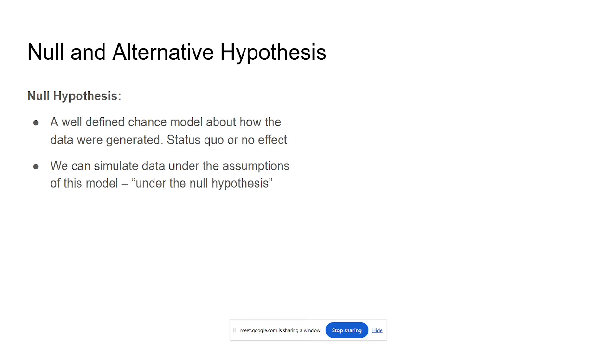Well, null is a well defined chance model about how the data were generated. This corresponds to our example of Mendel's model of pea flowers. You have a model that tells you about how the data is generated. In simpler words, it means no effect. If you're trying to measure or observe the effect of one variable on another, then null by default is that there is no effect.